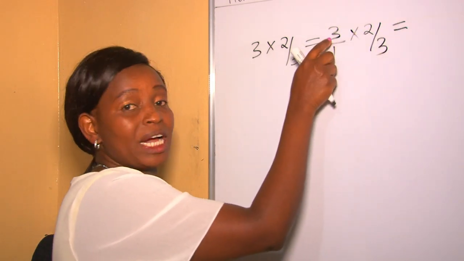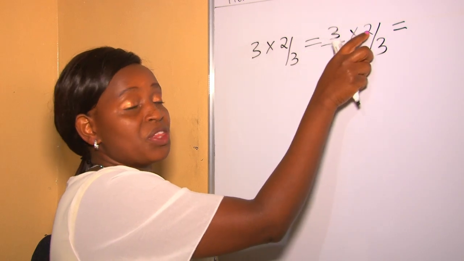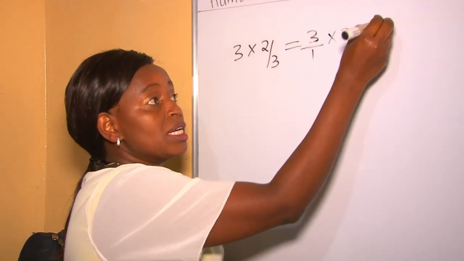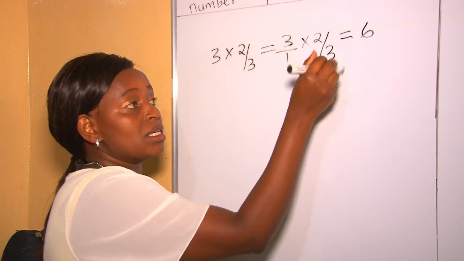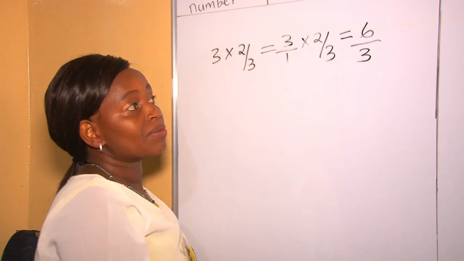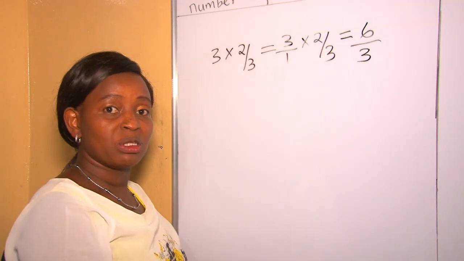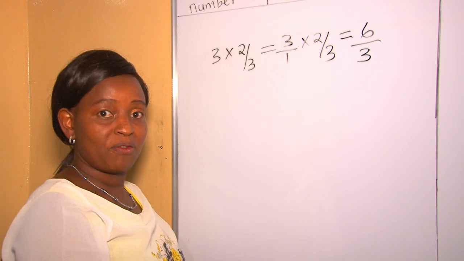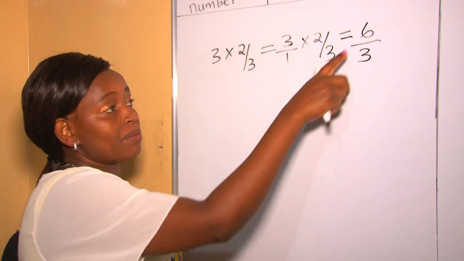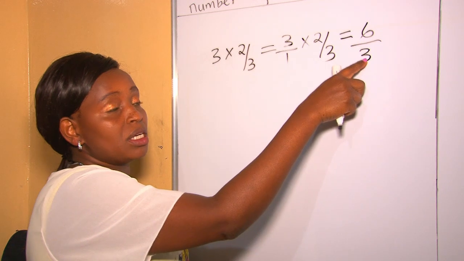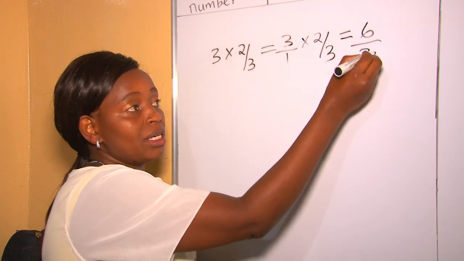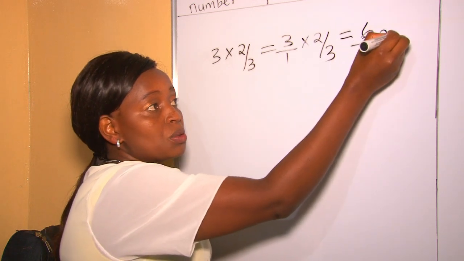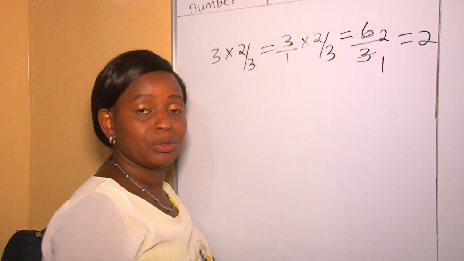So now you can multiply numerator with numerator, which is 3 times 2, it's 6. 1 times 3, it's 3. All the time when you're working out fractions, remember to do simplification. So let's simplify. 6 divided by 3 is 2. Or by 3 is 1, by 3 is 2. And our answer is 2.